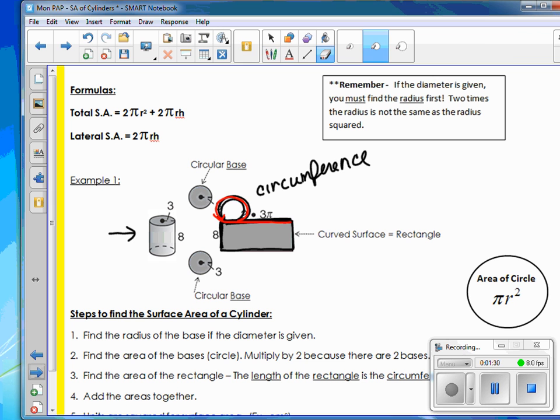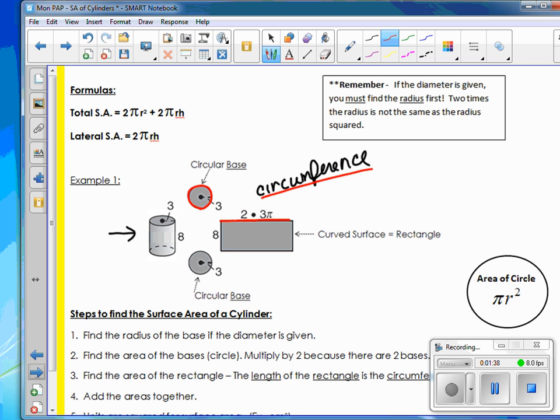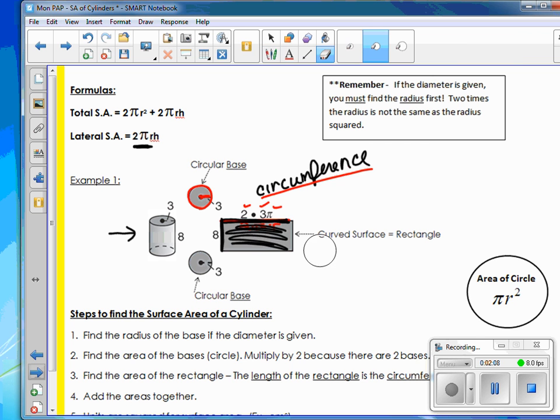So this length right here that we were just talking about is actually going to be the circumference of this circle. Well, how do you find the circumference? 2 times pi times r. In this case, r is 3. There's your pi, and there's the 2. So when we look at our formula to find the lateral surface area, notice that it's 2 pi r. Okay? So forget about the h for a second. It's 2 pi r, and then that h is the height because we're doing length times width.